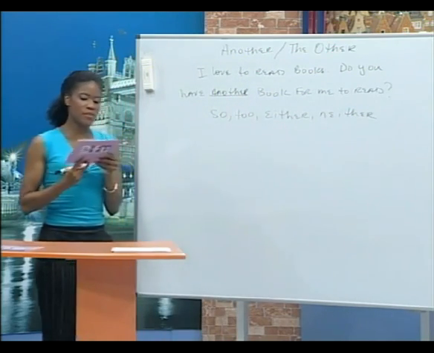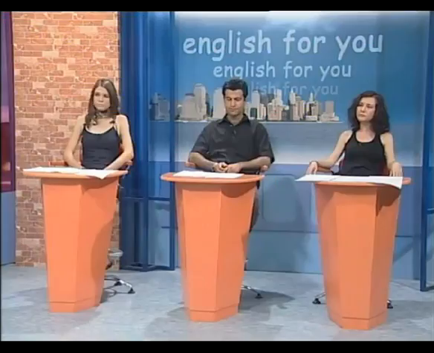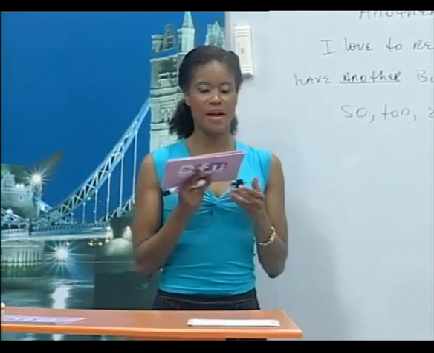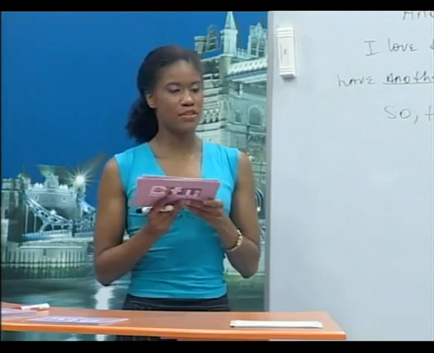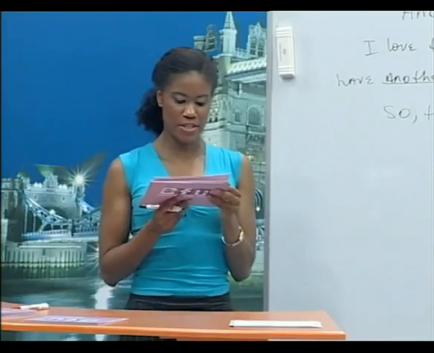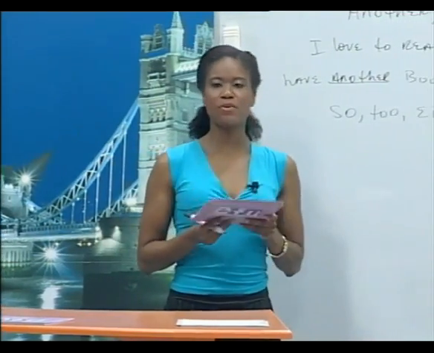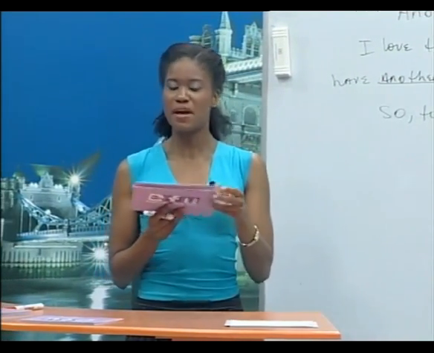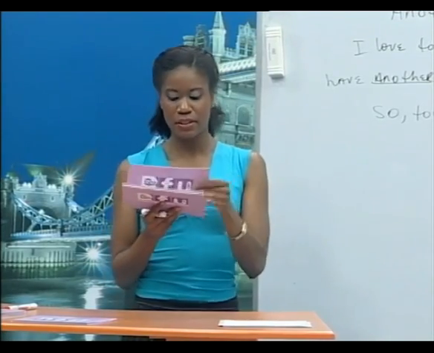So, Sylvia, you give us 2 sentences using so and too. Linda, you give us 2 sentences using neither. And Alberto, you do 2 sentences using either. Okay, Sylvia. I like macaroni and my brother does too. I like macaroni and so does my brother. Very good. They mean the same.